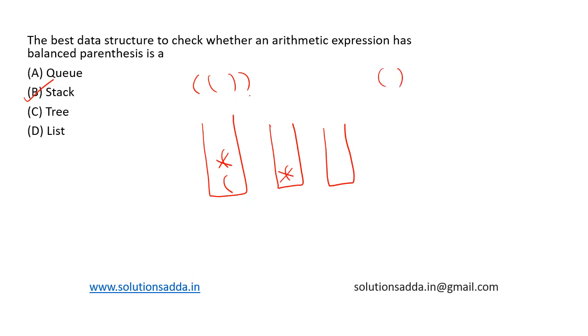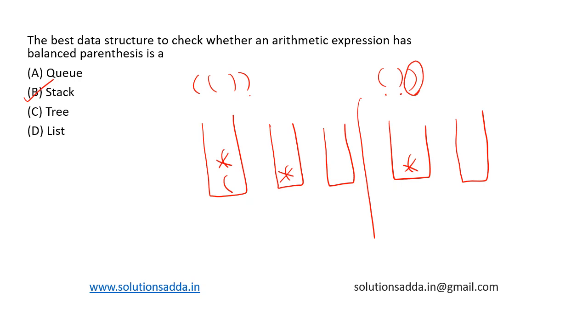Now let's see this expression. We push the opening parenthesis onto the stack. Upon seeing this, we pop it. Now the stack is empty, but still we have a closing parenthesis. So this means that this is not a balanced expression. So using stack, we can check whether an arithmetic expression has balanced parentheses or not. Option B is the correct answer.